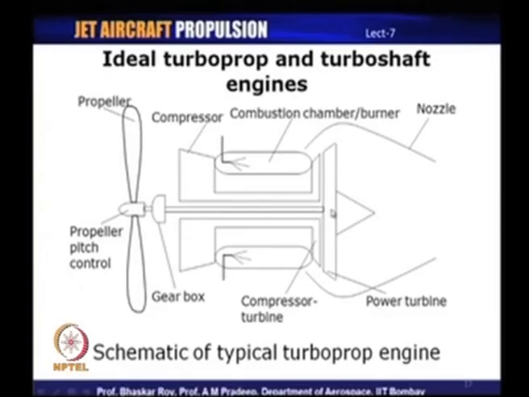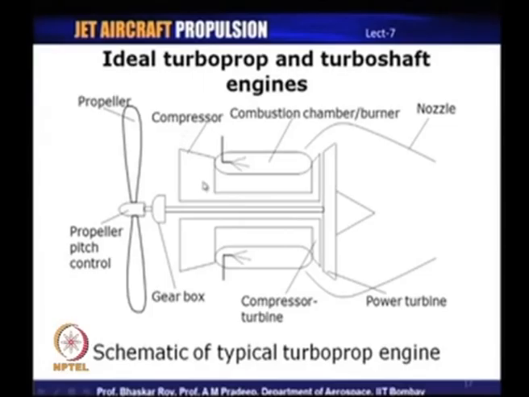And the shaft power from the turbine is transmitted to the propeller, usually through a gearbox, because it may be necessary to reduce the speed of the turbine exit shaft, because propellers may not be running at very high speeds. And propellers may also have certain pitch control mechanisms if they have to be altered during flight, during the different changes in altitudes and flight conditions.